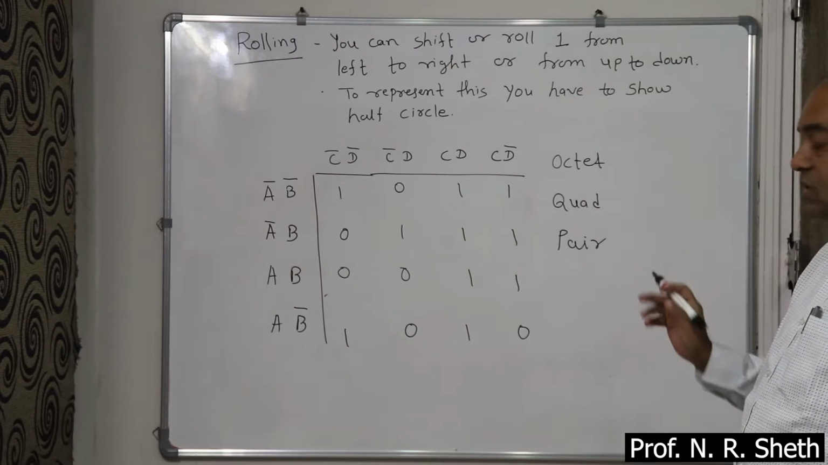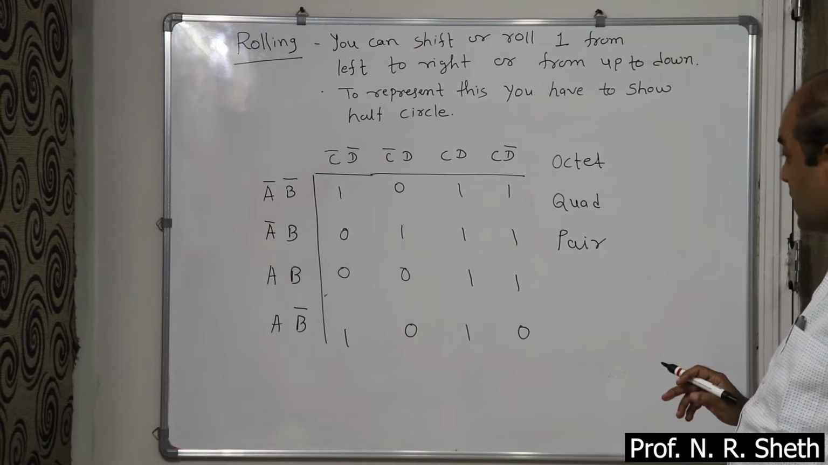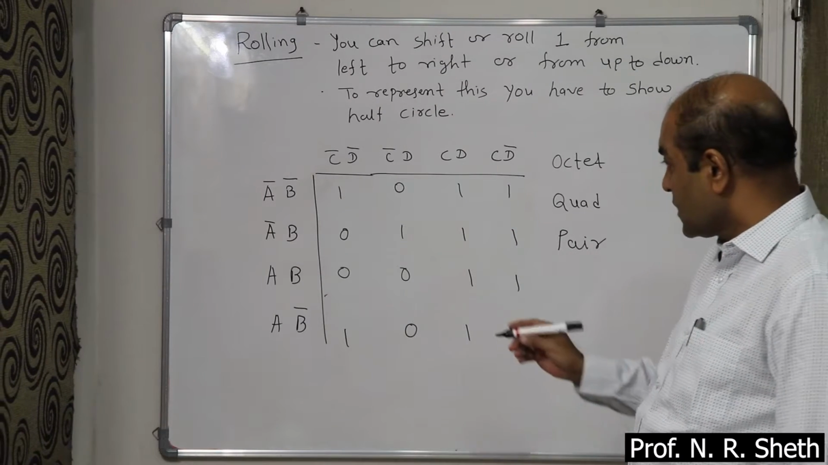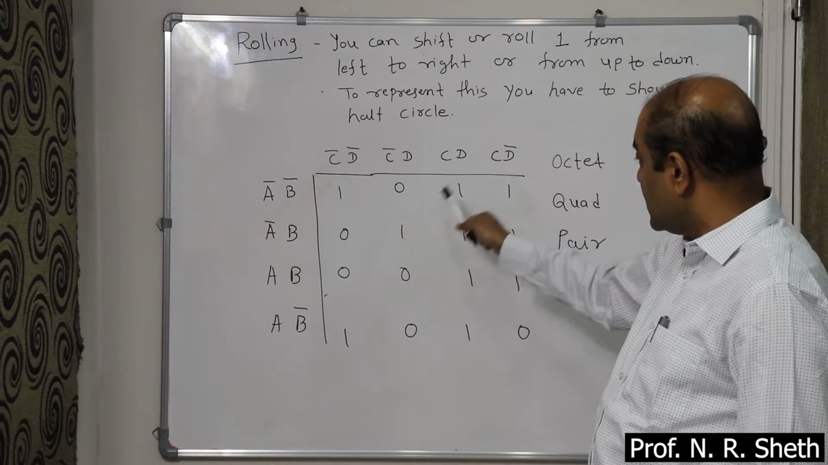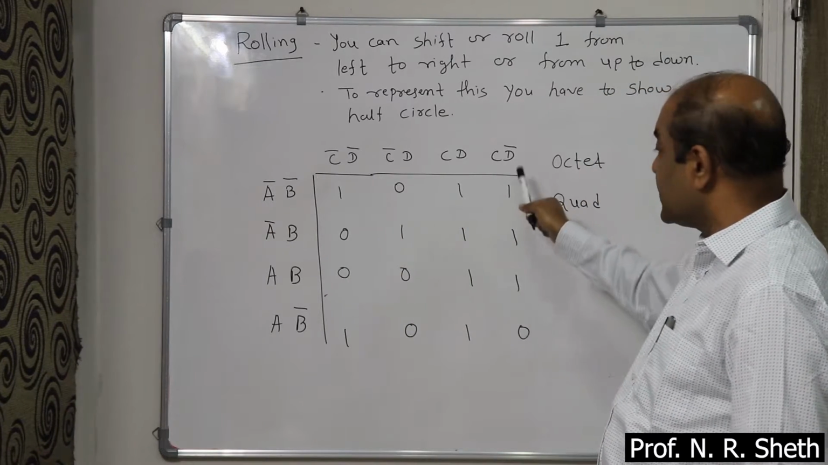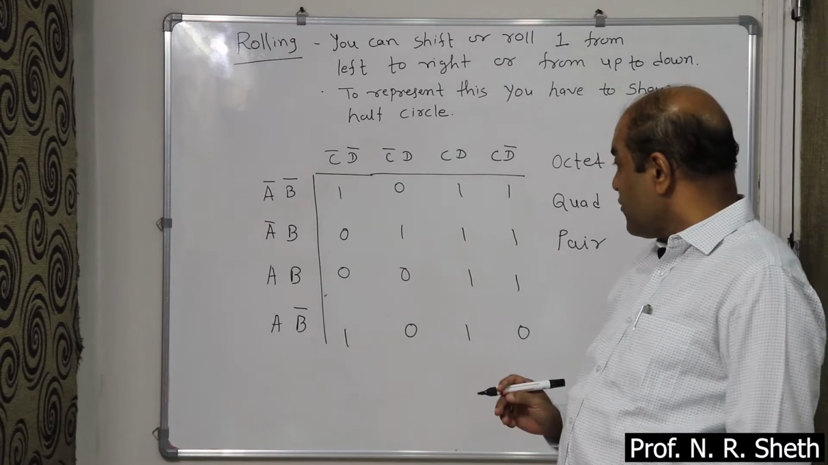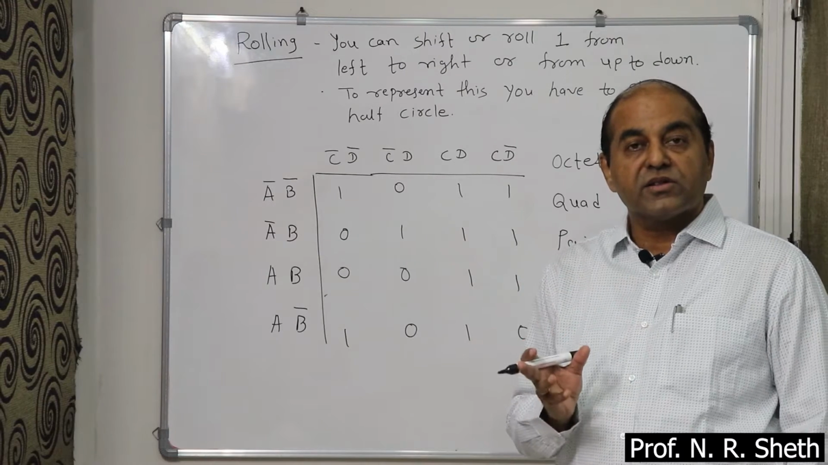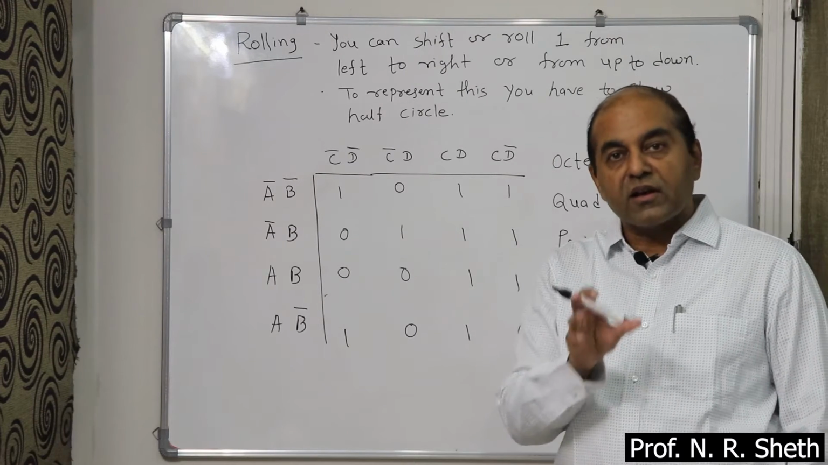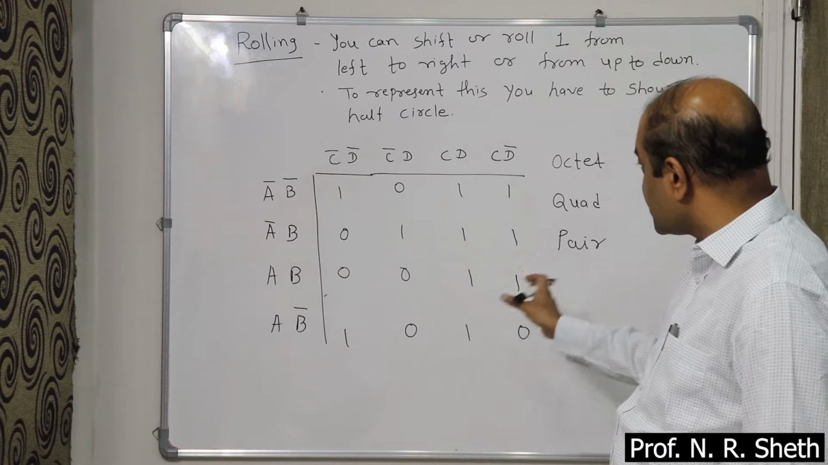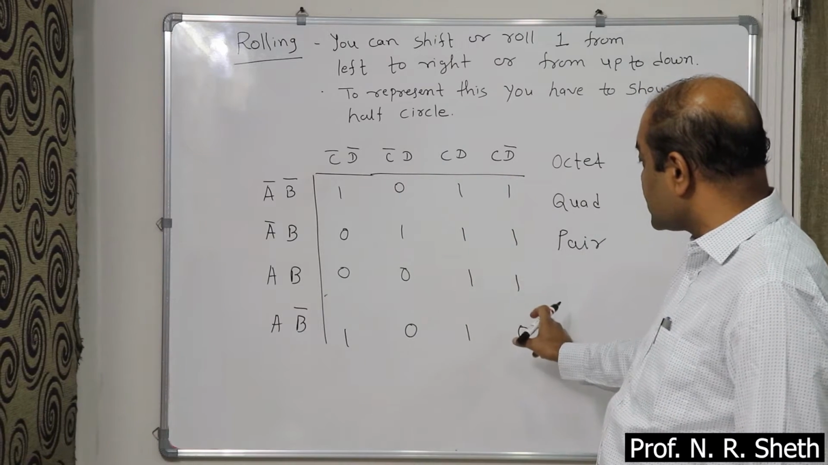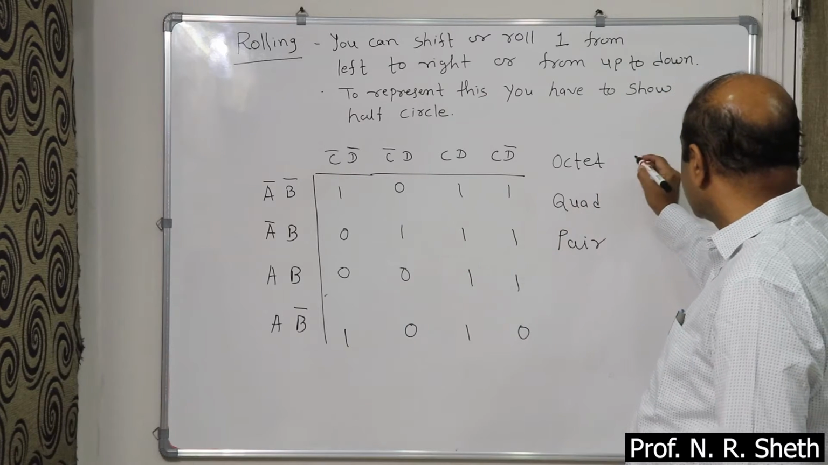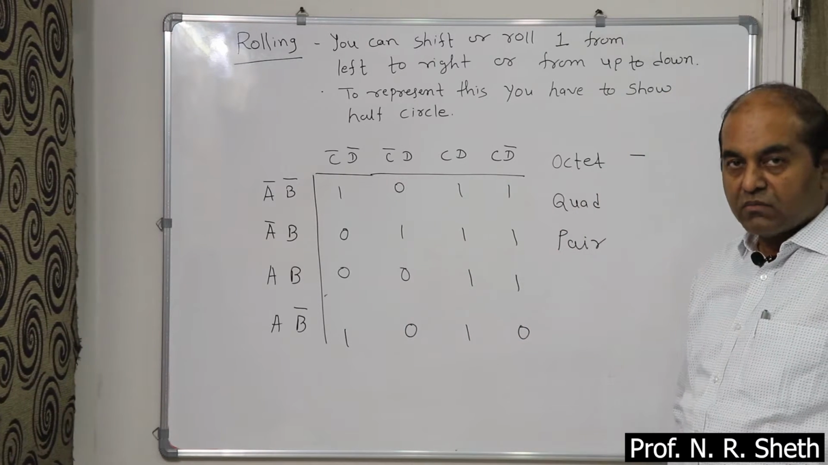Suppose this type of figure is given, in which a total of 10 entries are high. 1, 2, 3, 4, 5, 6, 7, 8, 9, 10. So 10 entries are high. Okay, but a group of 8 is not possible, either horizontally or vertically adjacent. Such type of 8 combinations are not there. 1, 2, 3, 4, 5, 6 is there, 7 is there, this one is missing. So an octet doesn't exist.